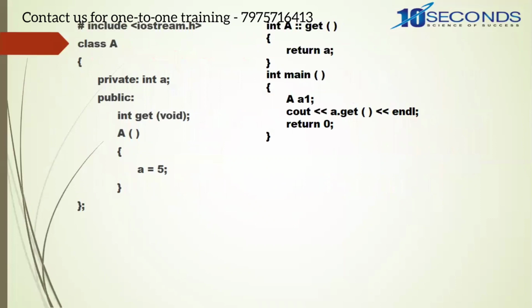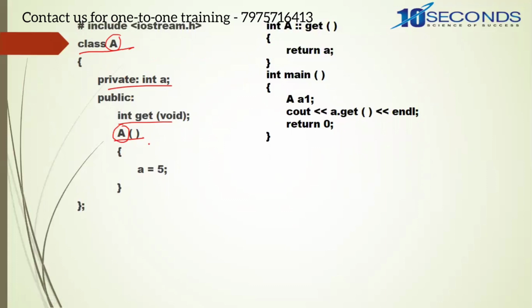We will discuss one simple program. Class A, private int A, so a data member, public int get, void A. So here, this is a constructor. How did you come to know it's a constructor? It has the same name as the class name. The class name is A and the name of the constructor is A. So you can come to the conclusion this is a constructor. A constructor will always have the name of the class.